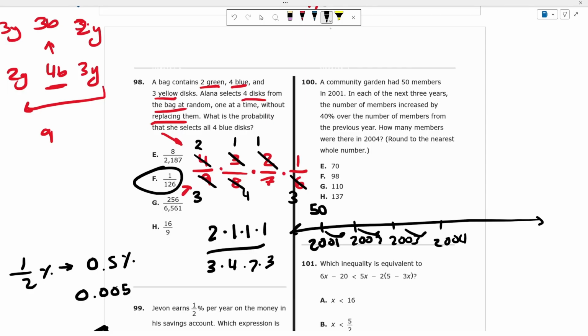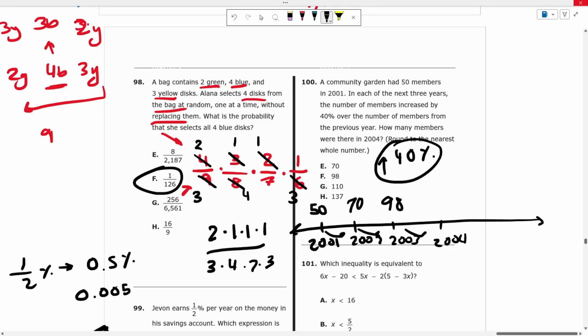So between 2001 and 2002, the number of members increased by 40%. So 40% of 50 is going to be 20. So we actually increased by 20 members, which is 50 plus 20, which is 70. Then we increased by another 40%. Now 40% of 70 is going to be 28. So you actually have 98 members by 2003. And then you continue to multiply these numbers by 40% and add that 40% back.